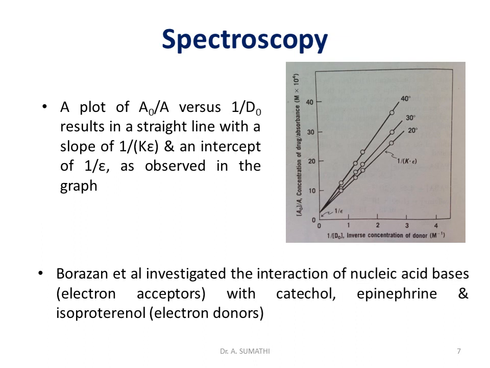Using this, another scientist, Borazan et al., investigated the interaction of nucleic acid bases, how the nucleic acid bases interact with catechol, epinephrine and isoproterenol. These nucleic acid bases are generally electron acceptors. Borazan studied the interaction between the electron acceptors and electron donors. These are the other examples of how nucleic acid bases interact with various electron donors.